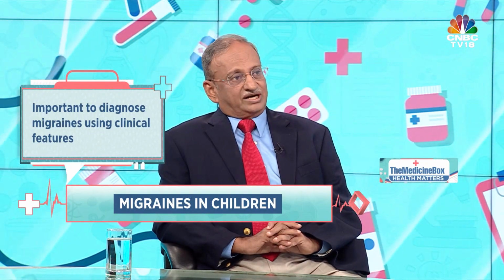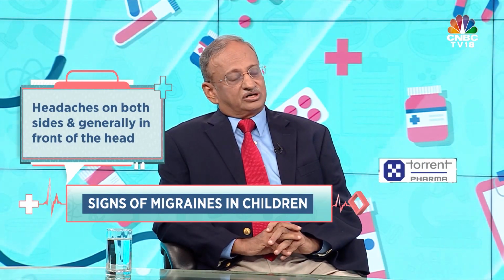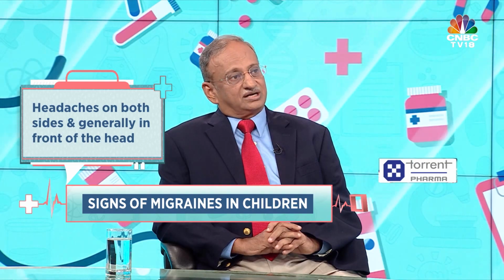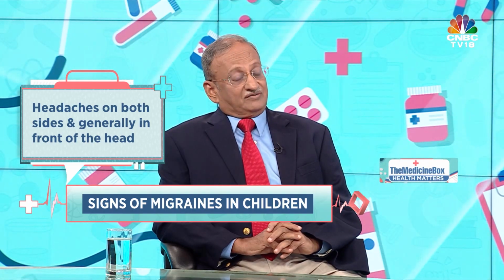And in children, the unilaterality or one-sided headaches which are seen in adults are not seen in children so often. They are on both sides and they are more in the front of the head. And you find that children have other complaints like giddiness, travel sickness when they are very young. Whenever they travel, they might throw up, and following that, they might have a headache.